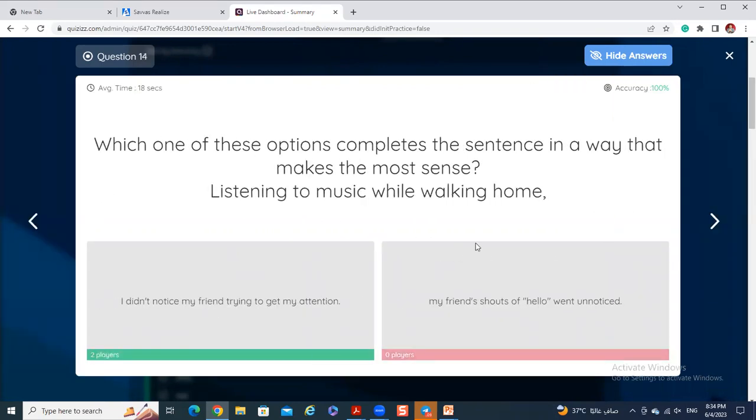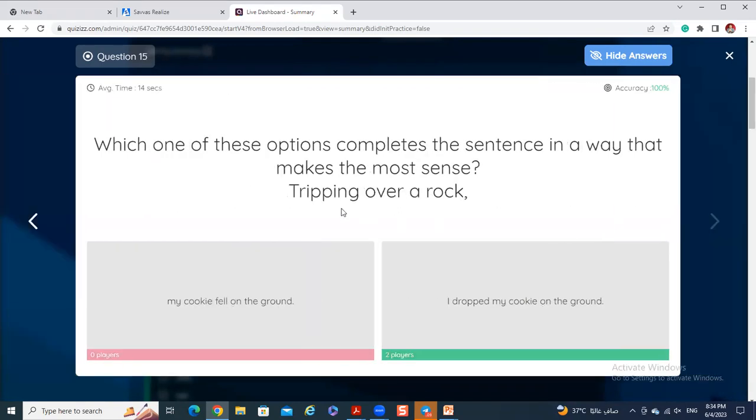These are all dangling modifiers. "Listening to music while walking home." Who is listening? I or shouts. Because here my friend has an apostrophe s, so it's not the main word. So it's not going to be shouts. It's going to be I. "I did notice my friend trying to get my attention." "Tripping over a rock." Who is the one tripping? Don't tell me cookie. It must be I. I dropped my cookie on the ground.